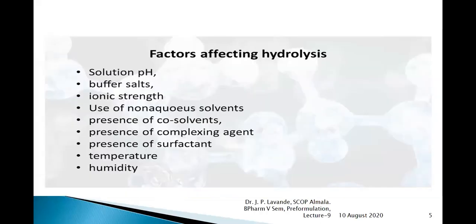So, dear students, we are on to pre-formulation, and in pre-formulation, we are studying the chemical properties. Now, in case of chemical properties, we had already begun with hydrolysis. Today, we have to see what the different factors are that affect the process of hydrolysis.